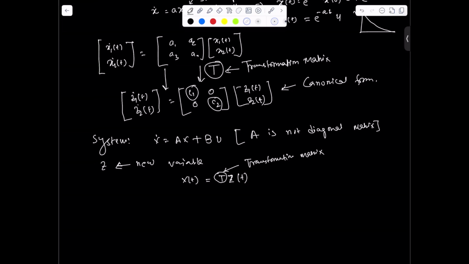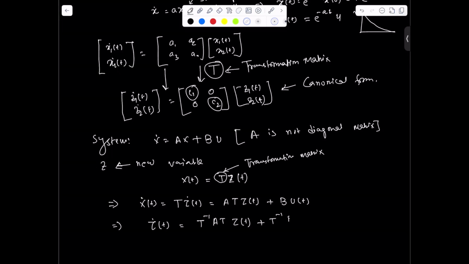Now, if you substitute this expression into the original state equation, we get T z dot of t equal to A T z of t plus B u of t, or we can write z dot of t equal to T inverse A T z of t plus T inverse B u of t. So this is the new state equation.